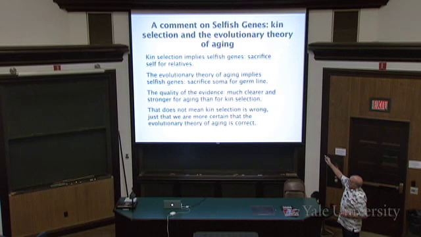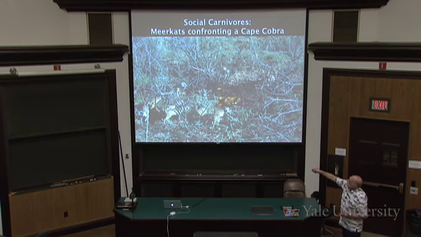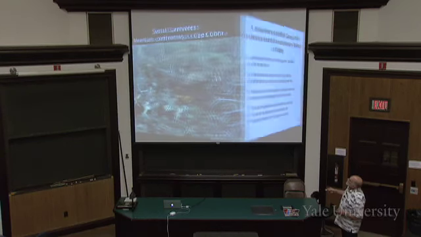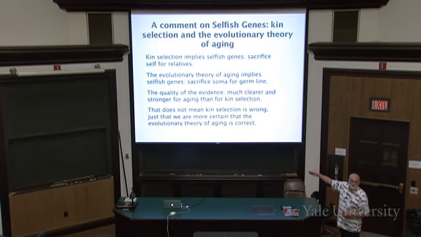And if I go back, these guys are usually all related in a family, but they do accept non-relatives. The majority will be in a family, but they will accept non-relatives coming in. And so kin selection is one of the things that's going on in social carnivores, and it implies sacrificing self for relatives.